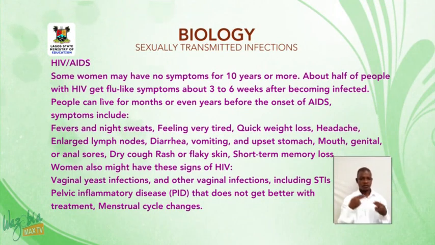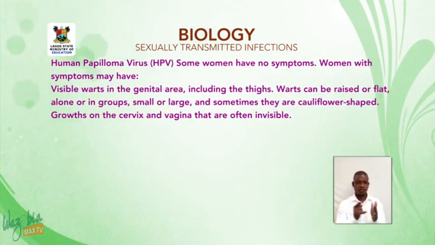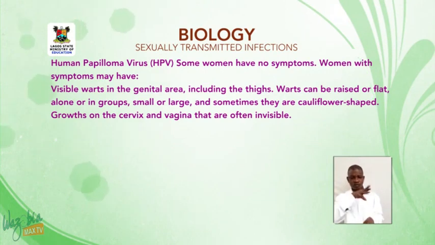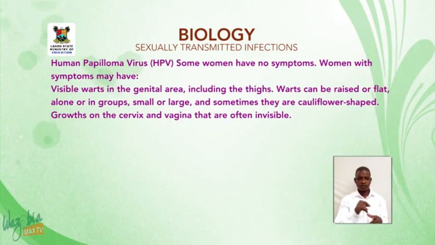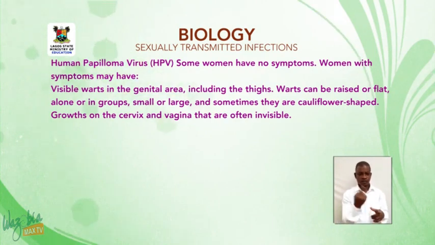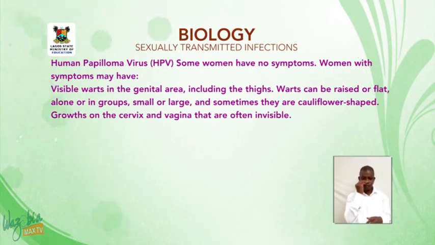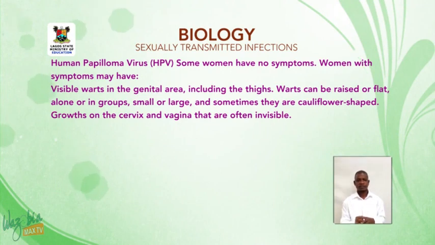Now, we have human papilloma virus, HPV. Some women have no symptoms. Women with symptoms may have visible warts in the genital area, including the thigh area. Warts can be raised or flat, alone, or in groups, small or large, and sometimes they are cauliflower-shaped. Growths on the cervix and vagina are often invisible.